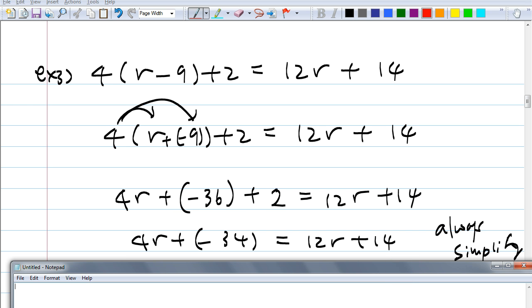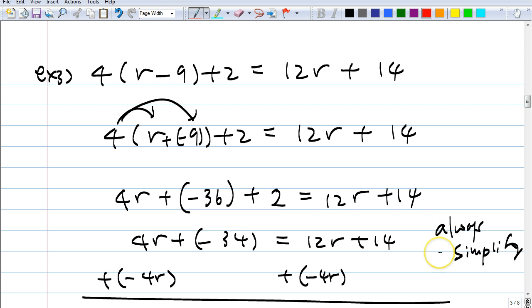12r plus 14. Now, of course, Carly, what do I do here? Let's gather the variables first. Which one should we get rid of, 4r or 12r? Which one has the smaller coefficient? Yeah, 4r. So how do I do that? Just add negative 4r. Very good. You add negative 4r to both sides. Right.